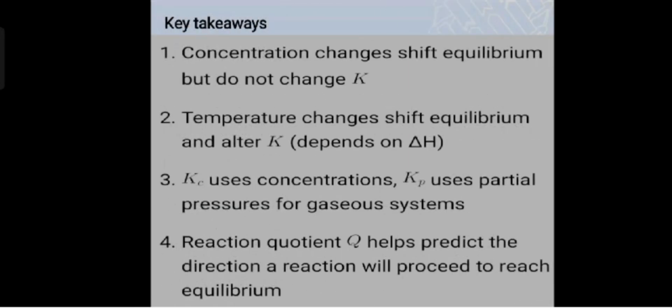Key takeaways. Number 1. Concentration changes shift equilibrium but do not change K. Number 2. Temperature changes shift equilibrium and alter K, depending on ΔH. Number 3. Kc uses concentrations, Kp uses partial pressures for gaseous systems. Number 4. Reaction quotient Q helps predict the direction a reaction will proceed to reach equilibrium.